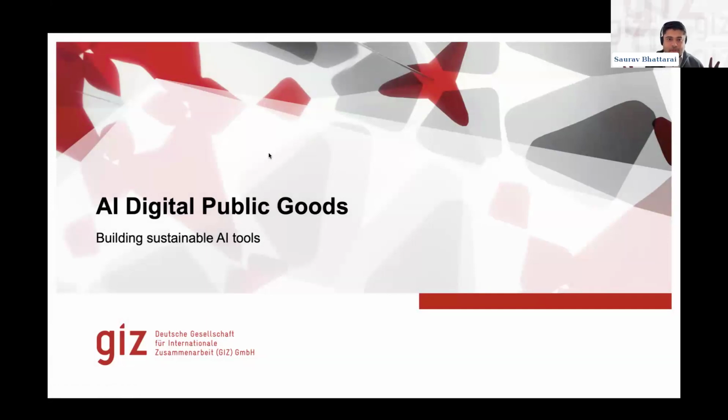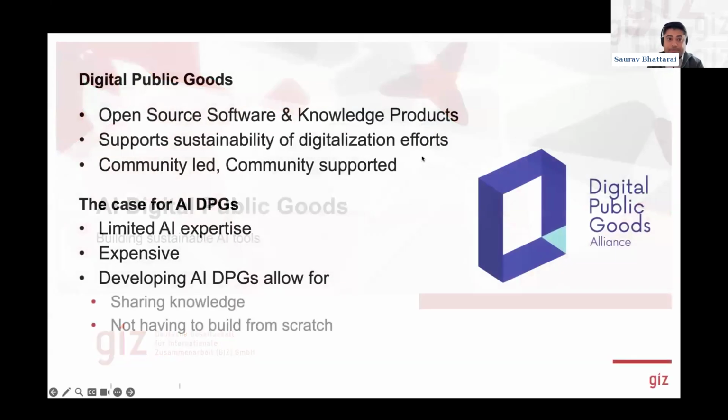We've been hearing about the potentials of AI and also some applications of it in quite advanced settings, I would say. But let me take you through a thought around having digital public goods for artificial intelligence, and therefore building sustainable AI tools that the countries we're supporting can use.